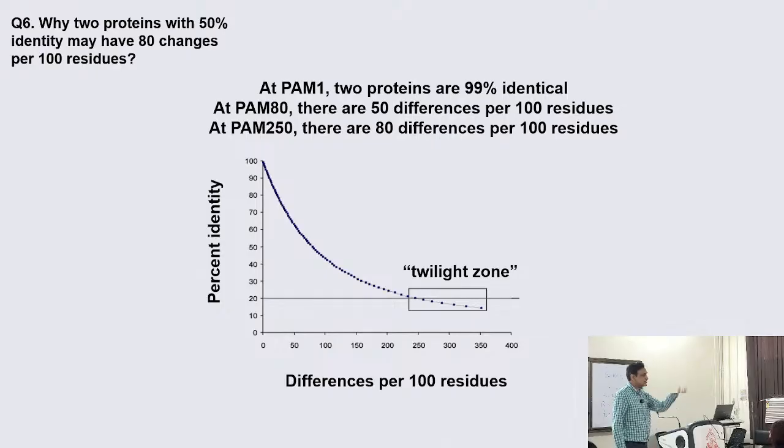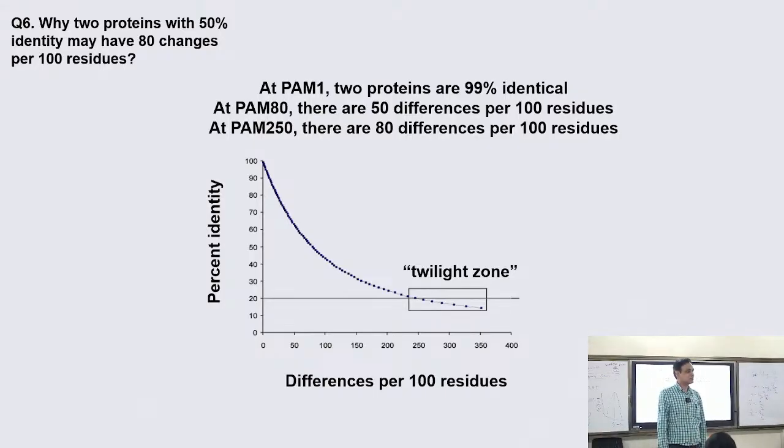No, but that's still a mismatch, right? So this is just indicating identities and mismatches. Mismatches could have both positive scores and negative scores. So I'm asking why it's PAM 80, but percent identity is 50.